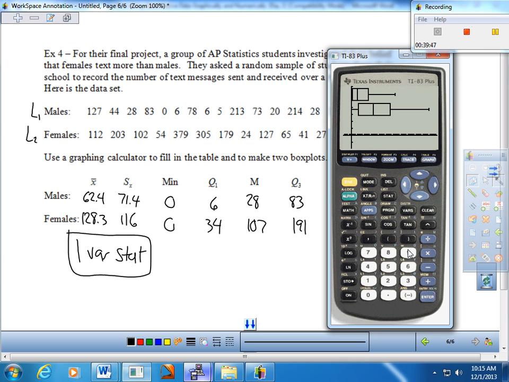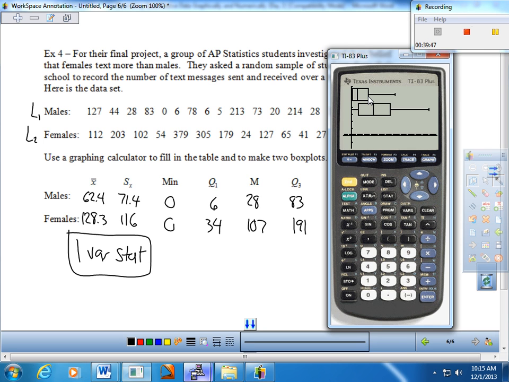It looks like they're both right skewed, by the way, just from what I see. Look at that, both right skewed. And look how much more, obviously, that the females text more than males. If you look at this median, it is greater than this third quartile. So certainly quite a bit greater there.